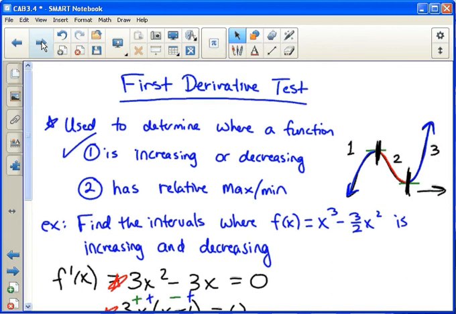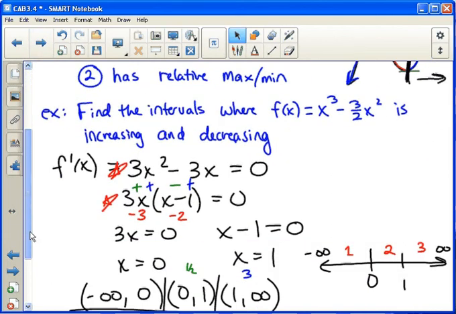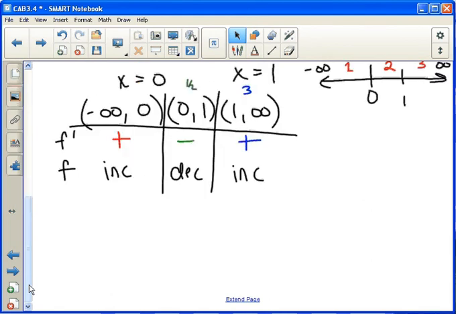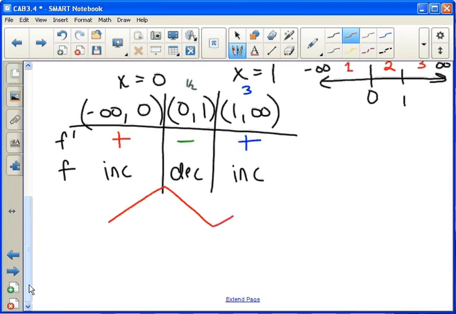All you have to do is draw a very, very simple sketch of your picture. For example, we know that from negative infinity to 0, we are increasing. And then from 0 to 1, we're decreasing. And then from 1 to infinity, we're increasing. So right here at this point is 0. And just look at the picture. What would we have right here at 0? Well, we'd have a maximum. It's a peak. So we have a maximum at x equals 0. And then right here at 1, we have a minimum.